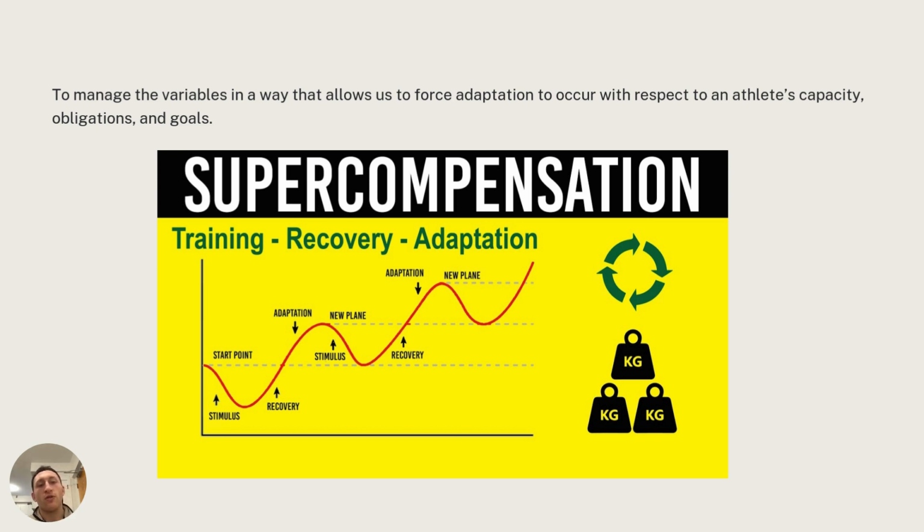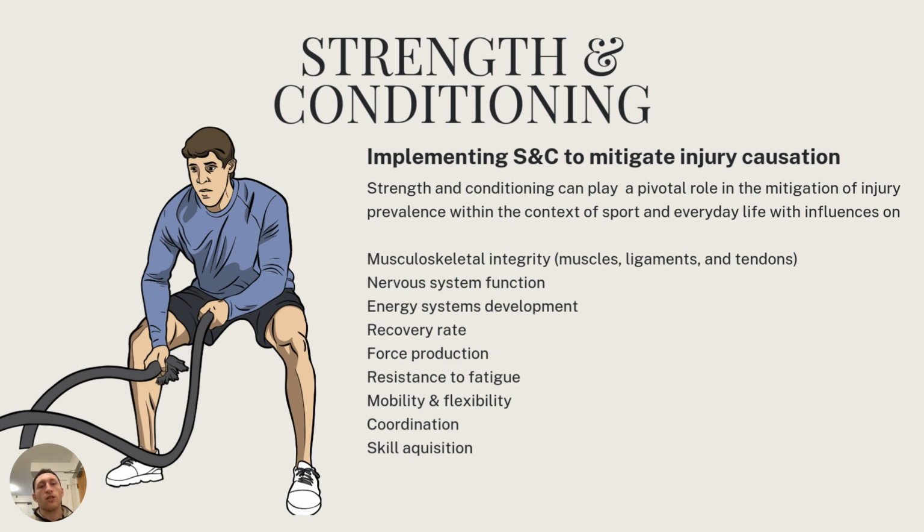And to manage the variables in a way that allows us to force adaptation or drive adaptation to occur with respect to an athlete's capacity, obligations, and goals. And then if we get this right over time, we're linearly progressing in a positive direction. Rinse and repeat, and we drive significant adaptation. All right, so strength and conditioning. How can we implement S&C to mitigate injury causation?